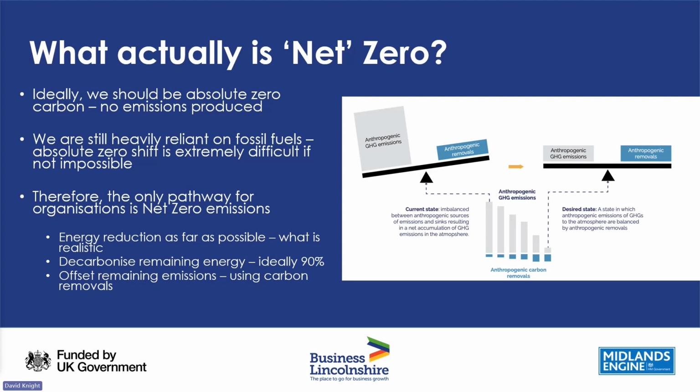Energy reduction is the primary, decarbonization then secondary, and together we can get to the point where we decarbonize ourselves by ideally 90%, but that's once we get to the net zero endpoint. And then the final thing is to achieve the net part of net zero, and that's where we remove our emissions through carbon removals.